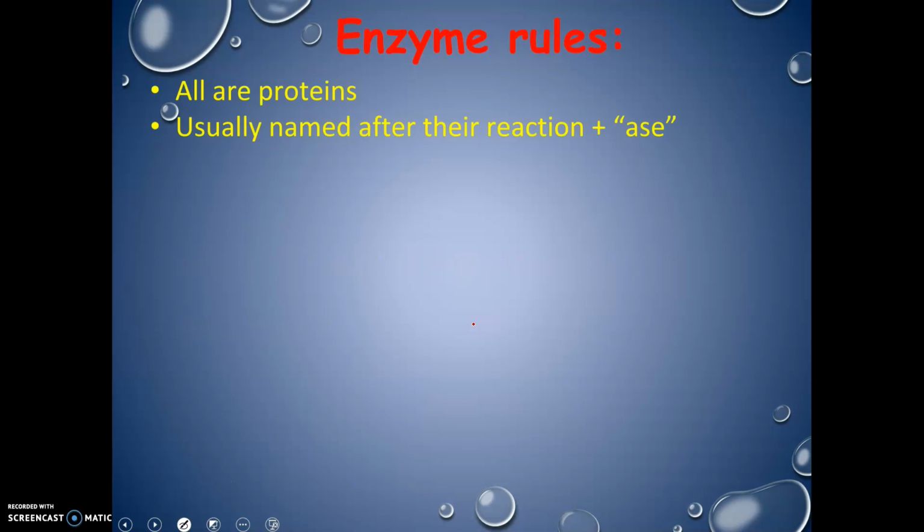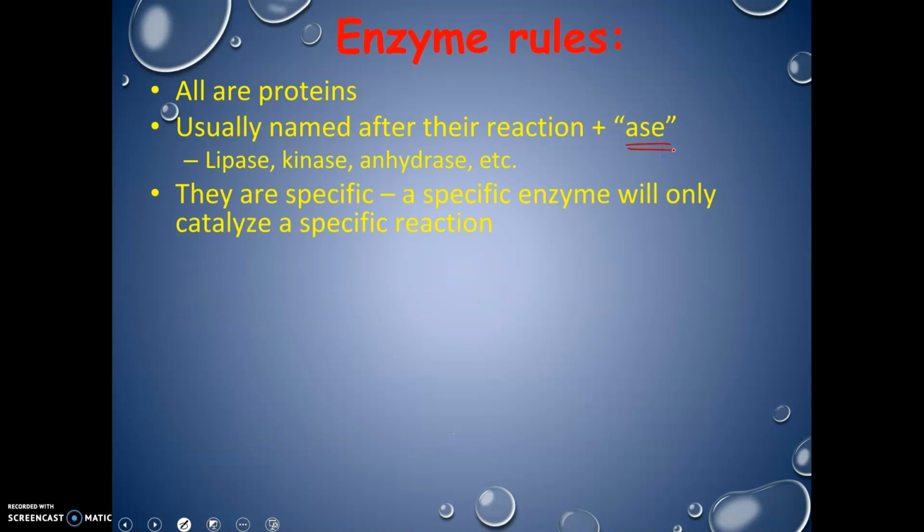So a little bit of rules about enzymes. Enzymes are proteins. The names of enzymes usually end, not always, but they oftentimes end with ase. So if you see lipase, hey, lipase breaks down lipids, fats. Kinase is an enzyme that activates things. Anhydrase may remove water from something or remove hydrogen from something. But enzymes usually end in ase, not always. And the first part of the name often tells you what they do, what reaction they break down.